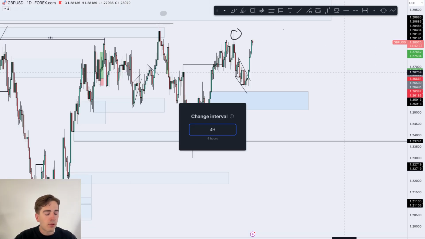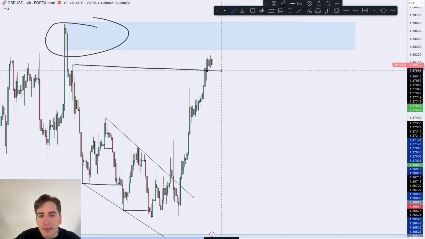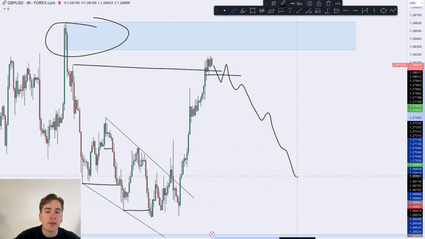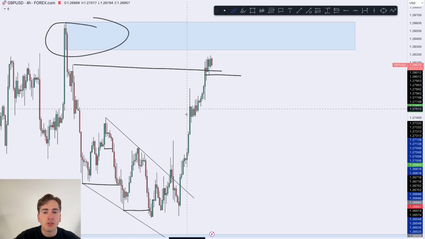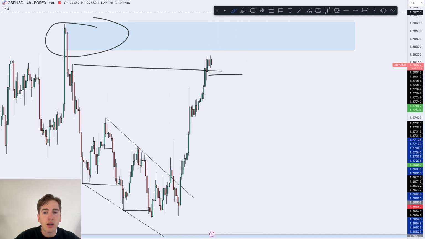Go into the 4-hour again, and what has happened? We've taken out this liquidity high. At the moment, this is your fractal low, the low of this bearish candle. If we already take out that low, I'm going to be looking for a deeper correction due to the overextended nature of the 4-hour here. I'm going to be a little bit more aggressive, so waiting for a 4-hour CHoCH, then we short. Higher probability plays, of course, from this supply zone.